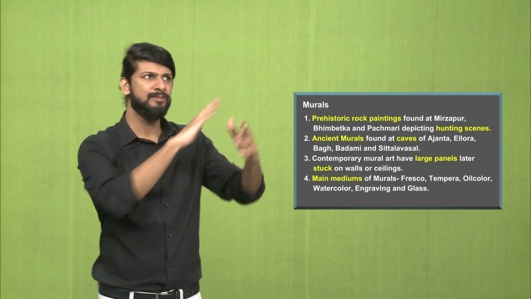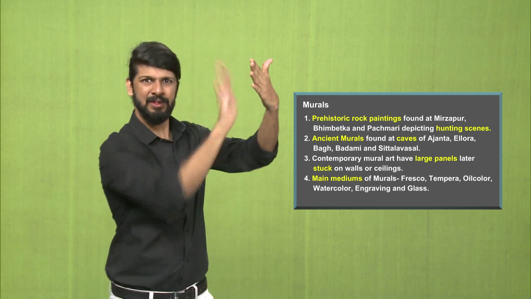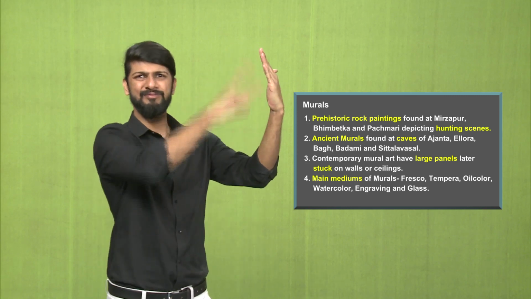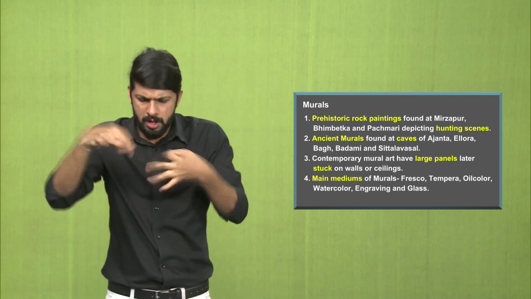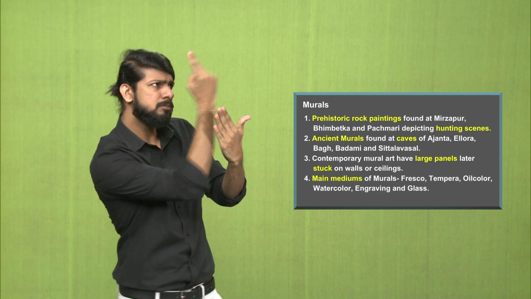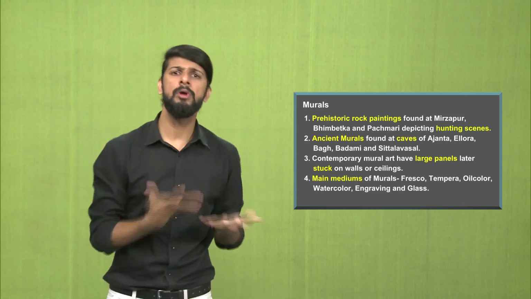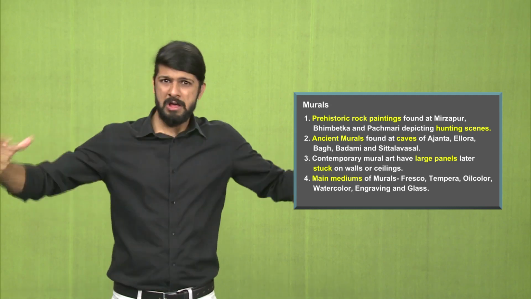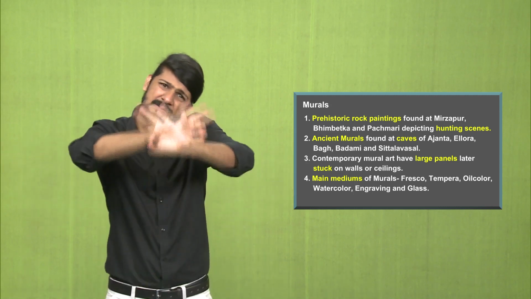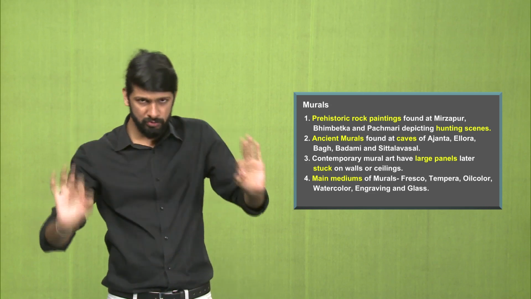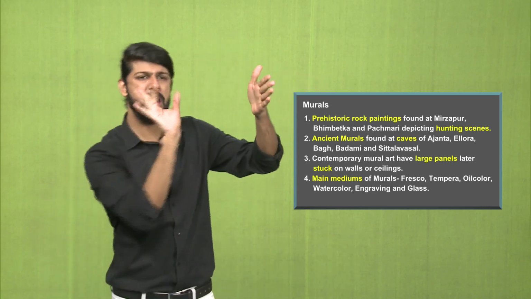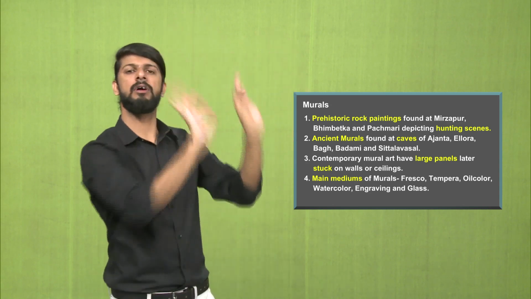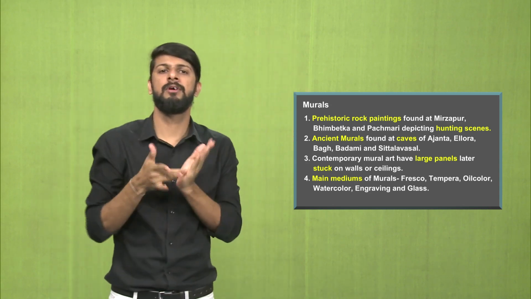In contemporary modern times, unlike earlier when the murals were directly made on the surface like the wall or the ceilings, now large panels are painted, readied, and then later stuck on the walls or ceilings.